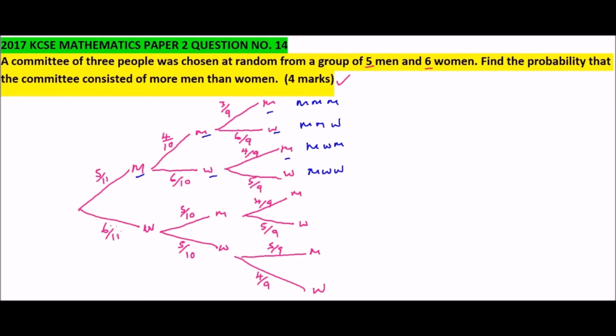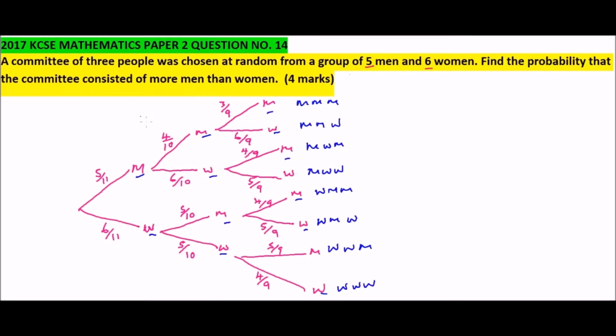We come to this branch. We have a woman, a man, and a man. Then the other one is a woman, a man, and a woman. The other one is a woman, a man. The last one is we have 3 women, this, and that. So a woman, and a woman.